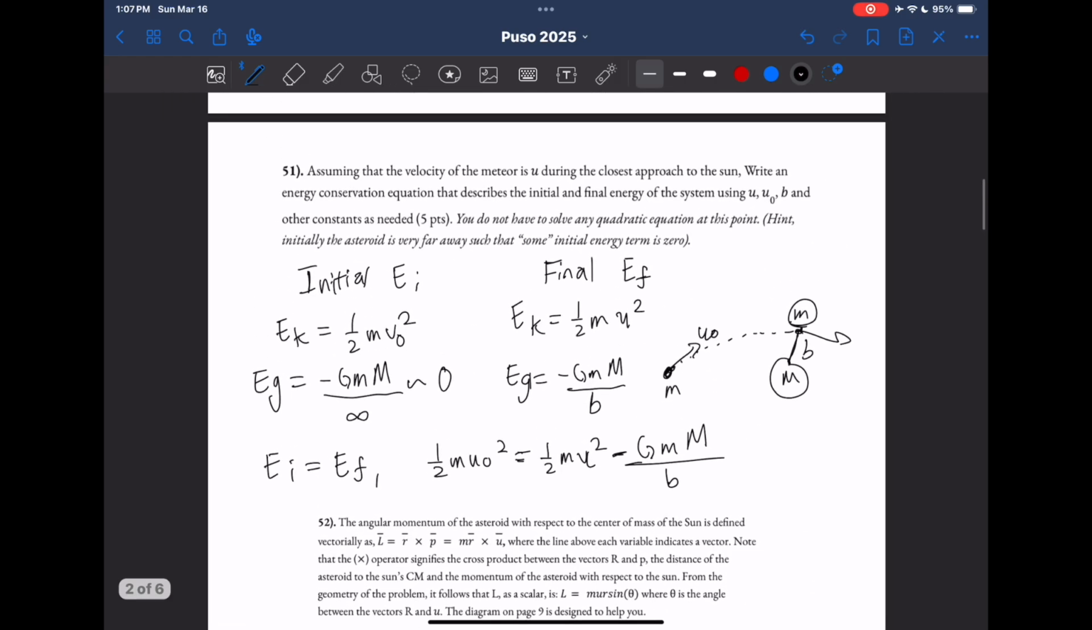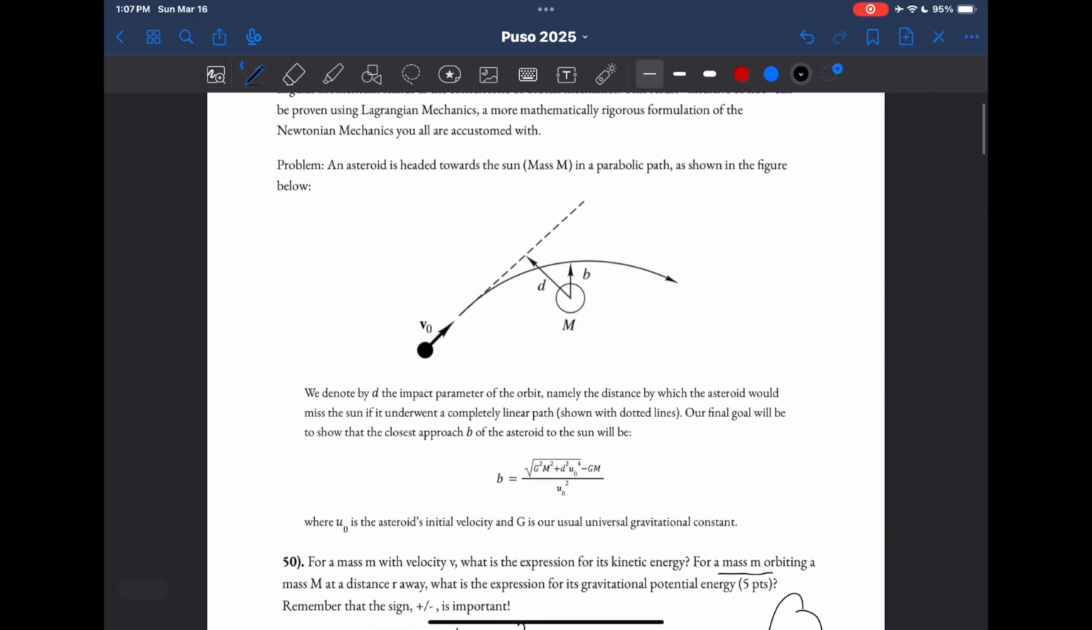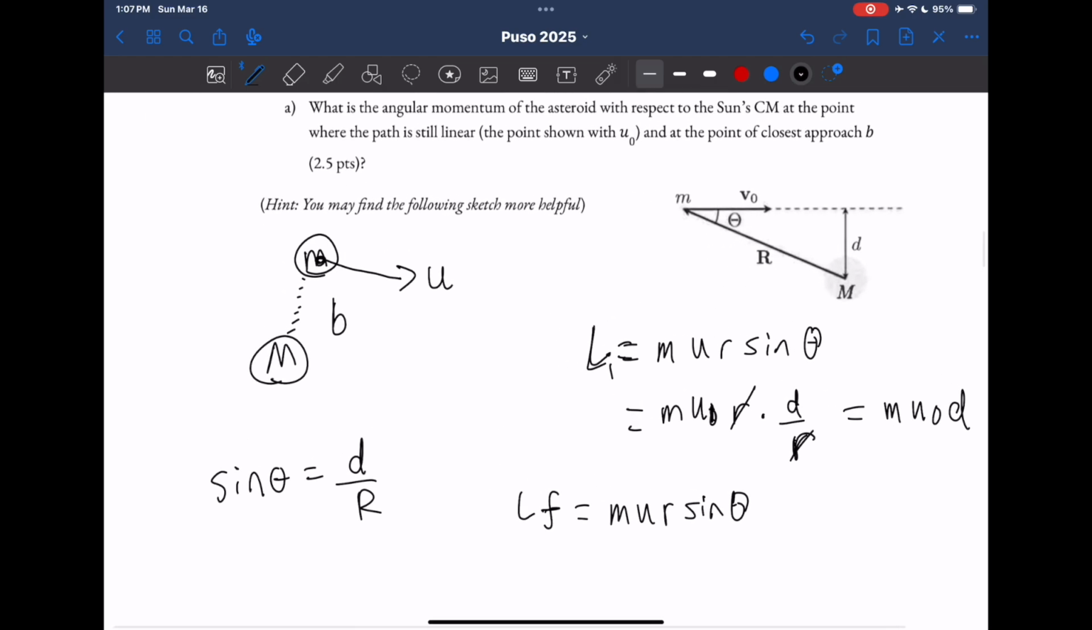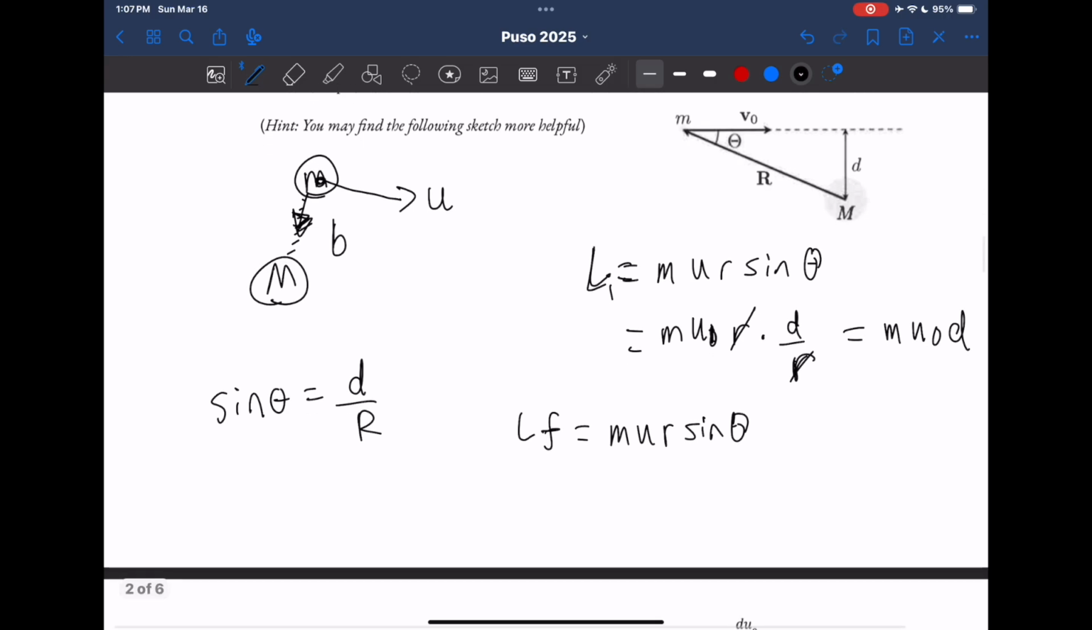Velocity is pointed in that direction. We got that from the path we drew earlier: the velocity is directly perpendicular. So the velocity is pointing in that direction, and the radius away from the particle is b, and it's located in this direction. So when we write our angular momentum, we're going to have m, we're going to have u, and we want r sine theta.